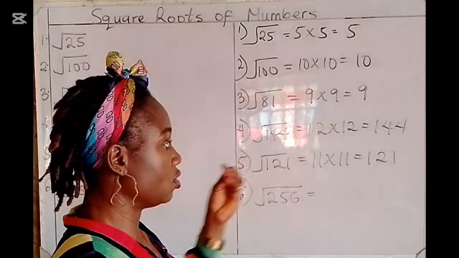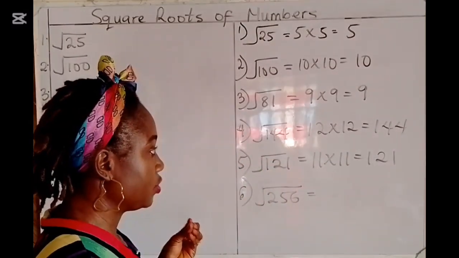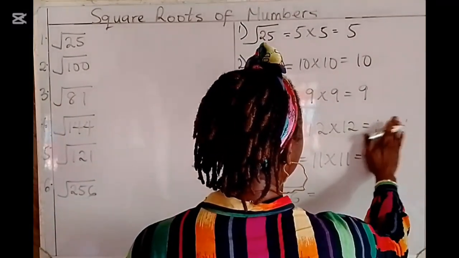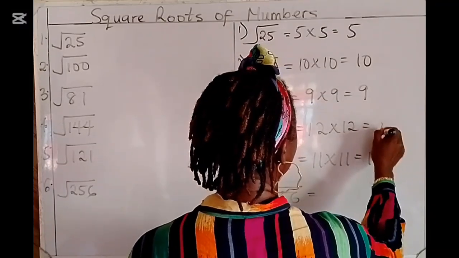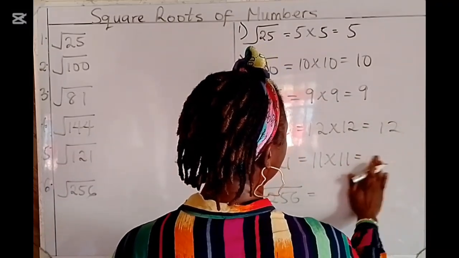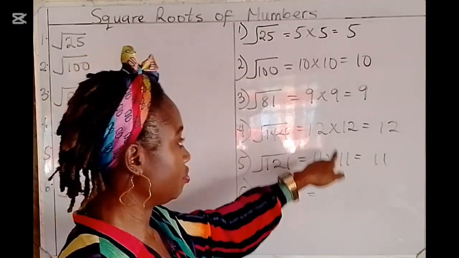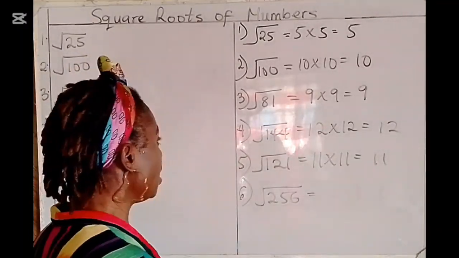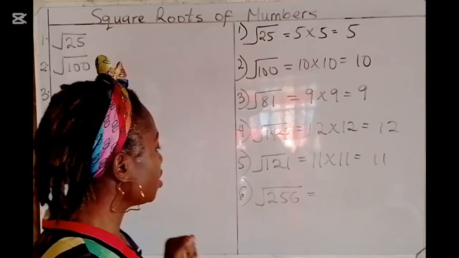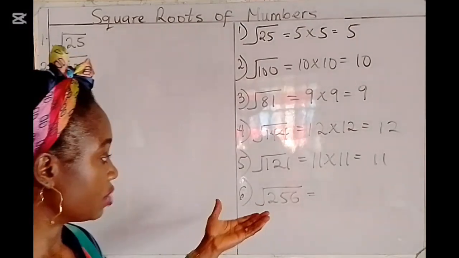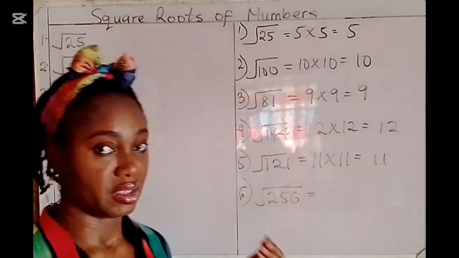The answer here is 12, and the answer here is 11, not the answer of the multiplication, but the individual numbers. Now, which two numbers multiplied by each other will give you 256?